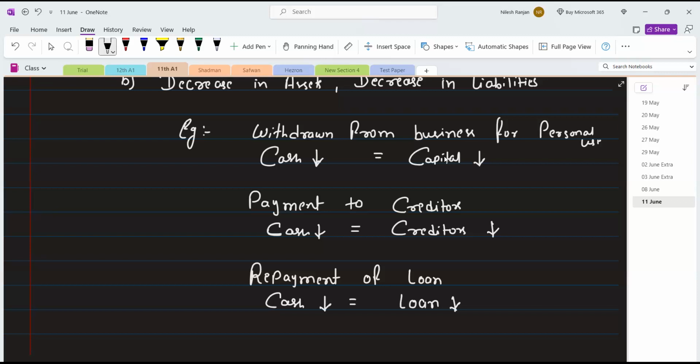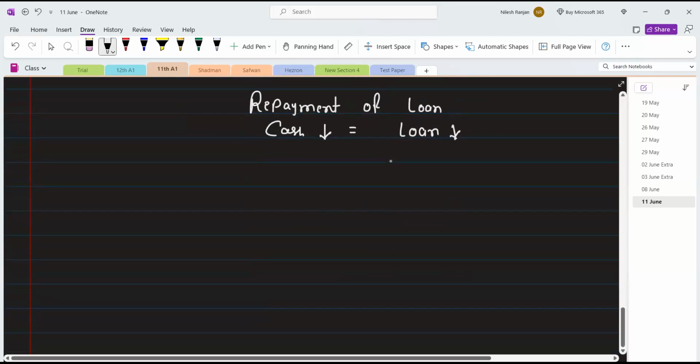If you have invested money in your business, then it will increase your capital, yes or no? Yes, sir. If you withdraw money from business, it will decrease your capital or not? Yes, sir. So withdrawal from business for personal use will decrease your cash as well as capital. Okay. Capital on this side.